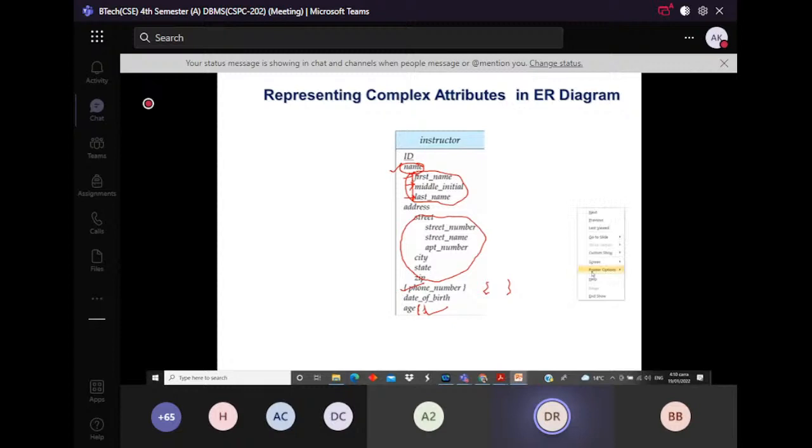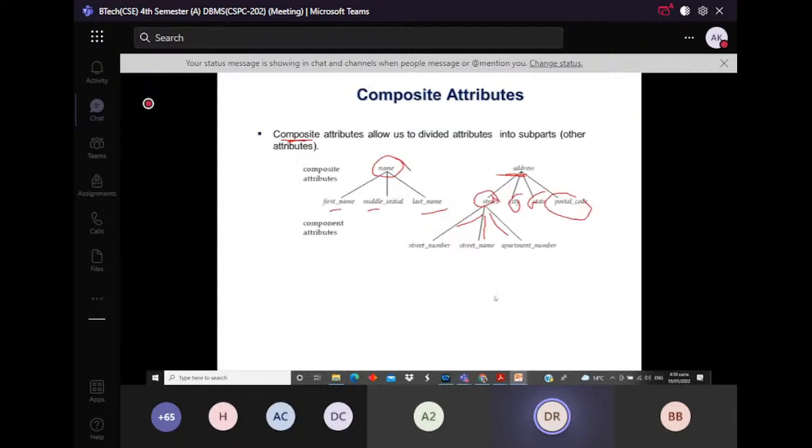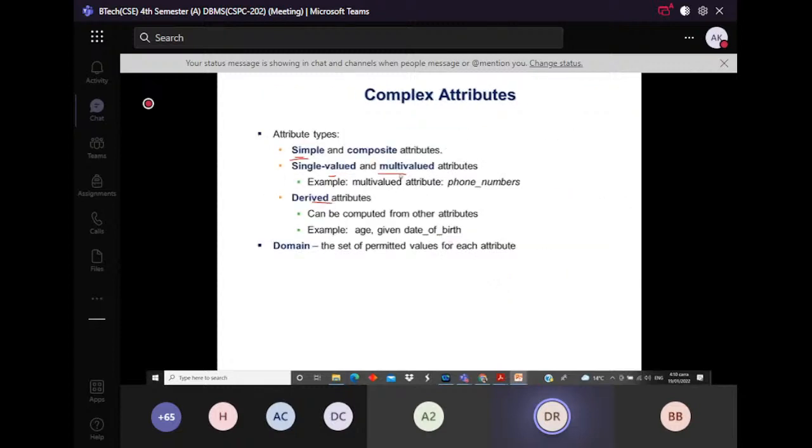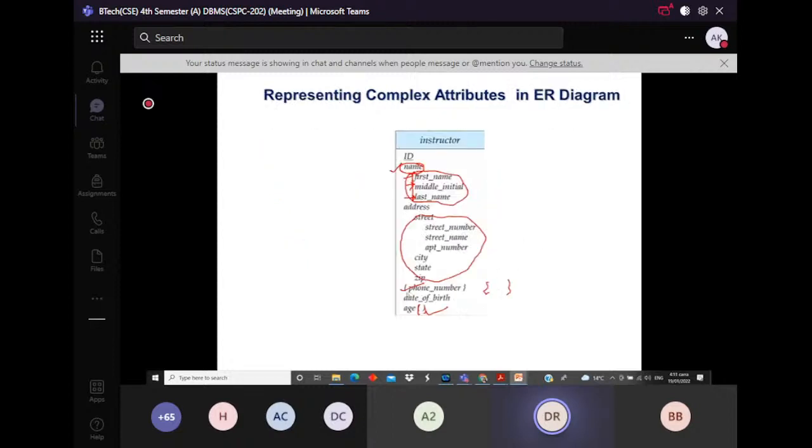Phone number. Curly braces mean multi-valued attribute. You can see here multi-valued attribute. Multi-valued attribute means if a particular attribute can have more than one value, then in the ER diagram you represent that attribute within the curly brace.